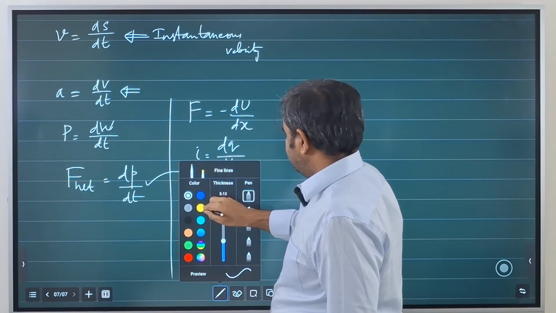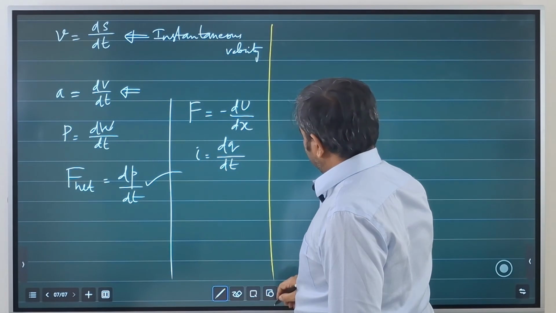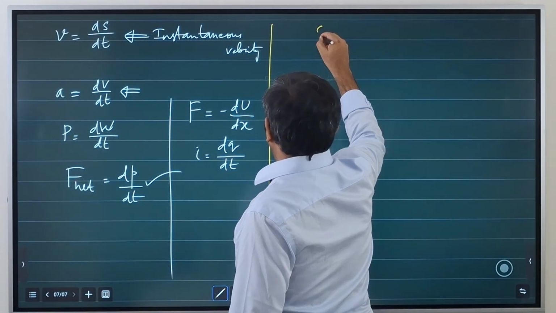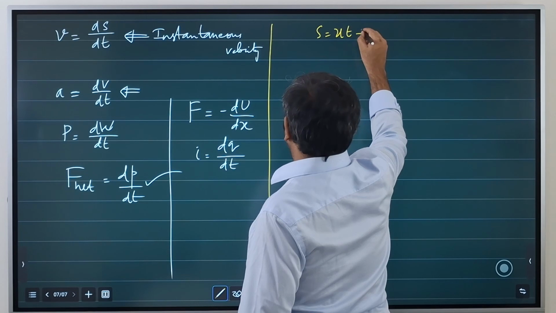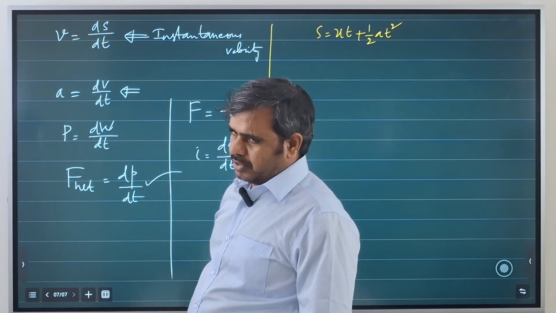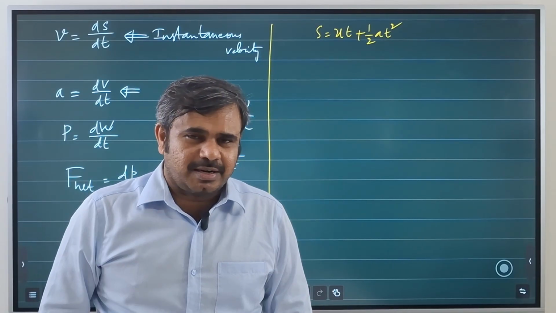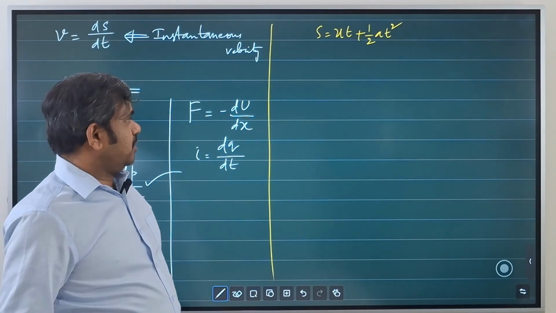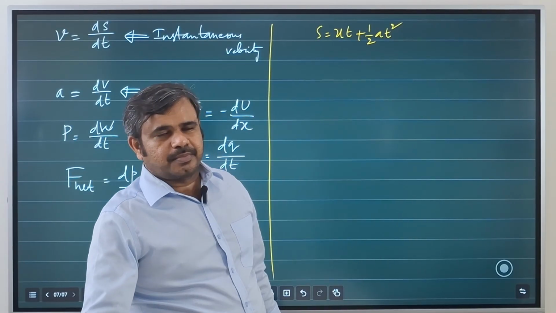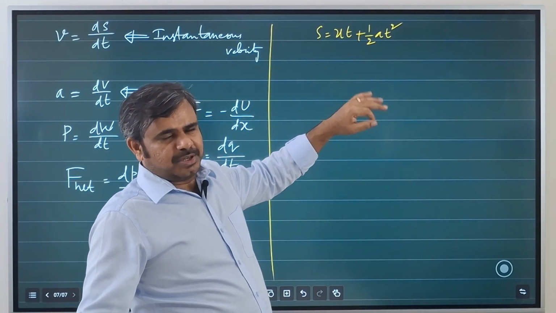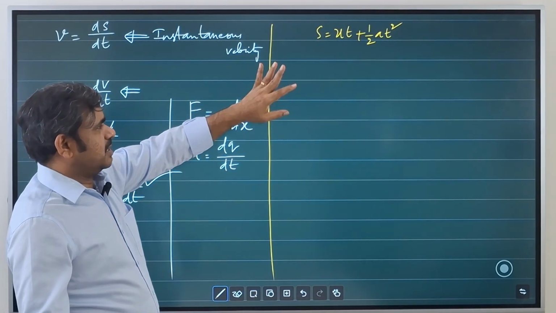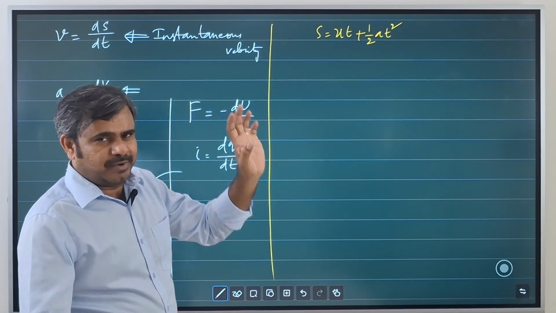We know, if a body... you must have seen this equation: s is equal to ut plus half at square. When your body is moving in a straight line with constant acceleration, displacement varies with time according to this equation. Even if you have not heard this equation, just look at this equation as a simple function.